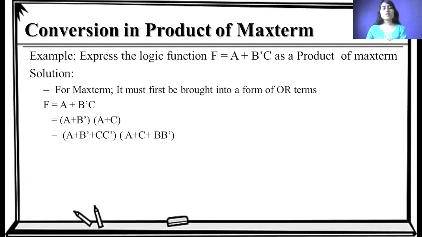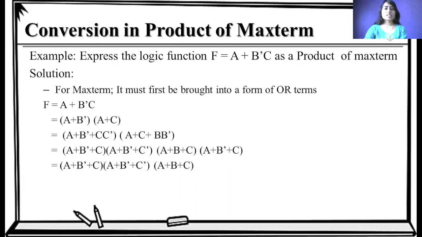Now for the second bracket we add B as B·B', like A + C + B·B'. Now here we have to again use the distributive law. So we can write A + B' + C, and the second term A + B' + C'. Now for the second bracket, we write A + B + C, and the fourth A + B' + C. So this is how, using the distributive law, we can convert this into a product of max terms.